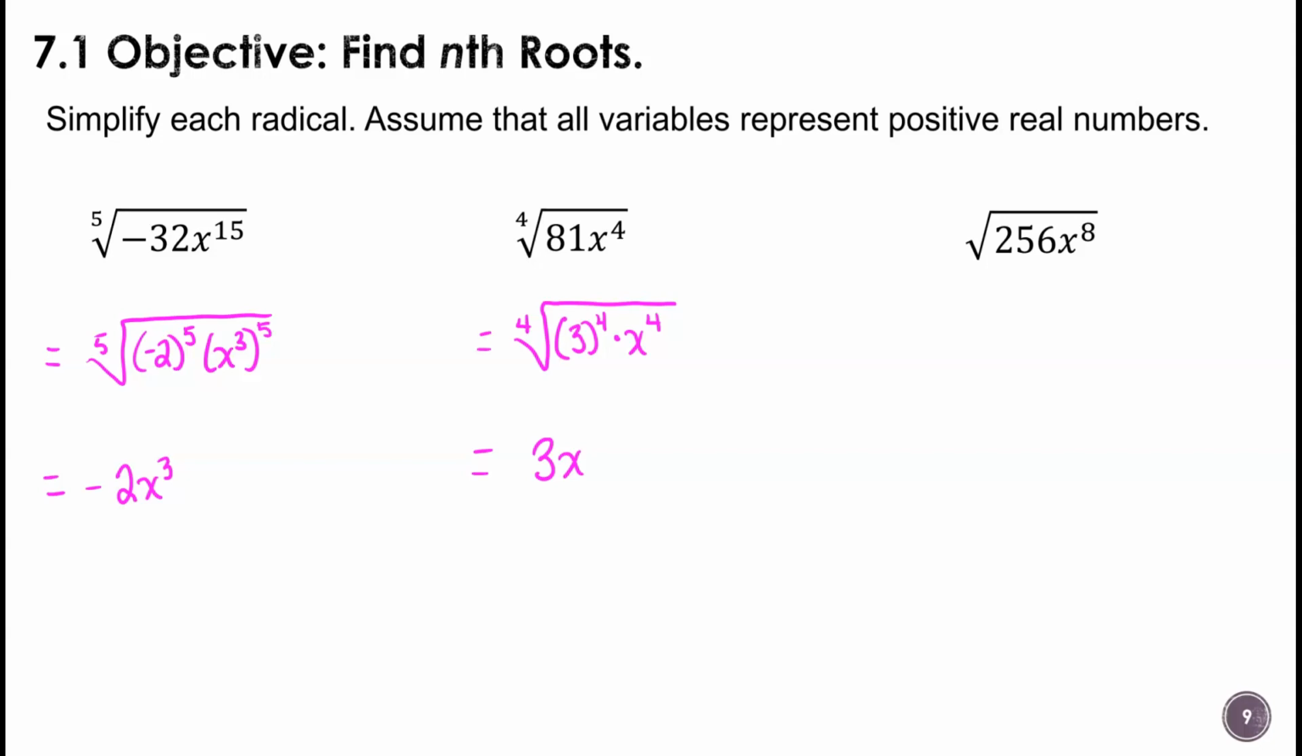Now, you might not recognize 256. This is a little bit of a bigger number, but 256 is 16 to the second power. And then if I split my x to the eighth, I want it to be to the second power, right? I call this a power to a power. My answer will be 4 x to the fourth.